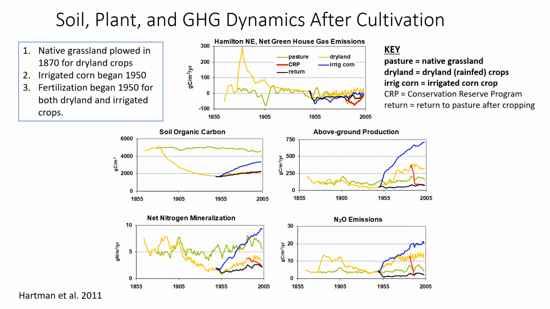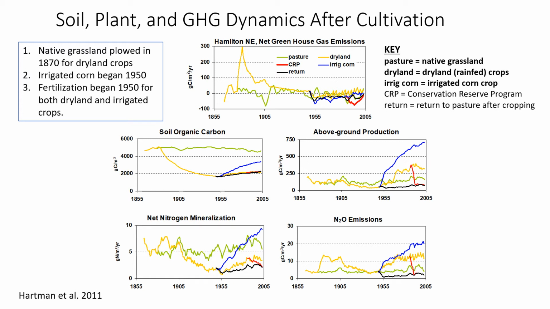The other two lines, the Conservation Reserve Program and Return to Pasture after cropping, I'm not going to discuss them in much detail. I just really want you to understand how plowing out a native grassland and irrigating and fertilizing affects the dynamics that you see here. Let's start with soil carbon and look at it in more detail. So the green line is the native grassland. It goes up and down a little bit based on weather, but management's not changing much from year to year, so you just get a little bit of interannual variation.